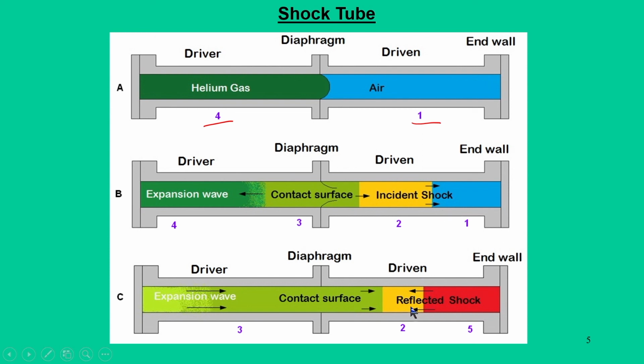Now, at one point in time the shock wave will go and hit the end wall. When it hits the end wall, it will try to reflect. When it hits the end wall, the entire blue region becomes yellow, which means the entire slug of mass in the driven section gets exposed to the incident shock, and finally the shock wave is reflected.